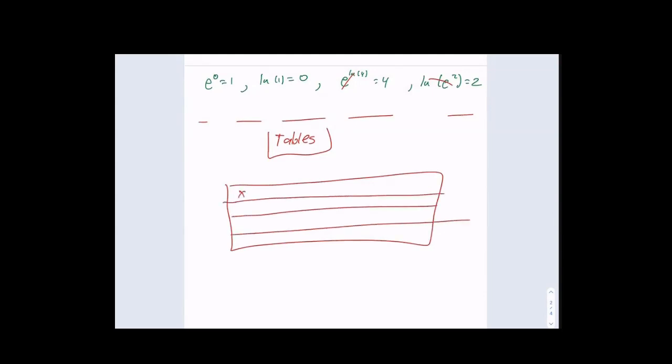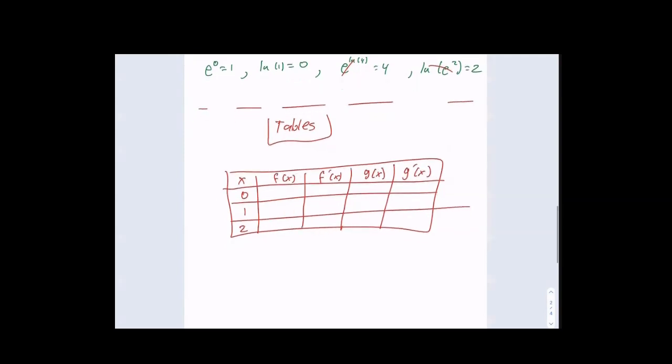X, and we'd have like 0, 1, and 2. We have f of x, f prime of x, g of x, and g prime of x. I'll put the values in anyway. So we have 5, -2, 0, 1, pi over 4, 8, pi over 2, 1 over there, pi, 2, 6, and 5.